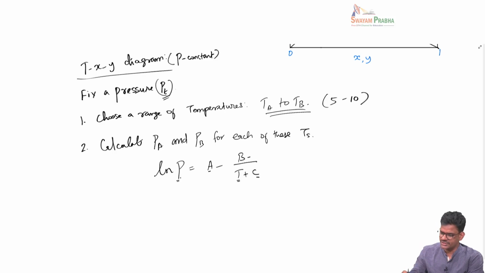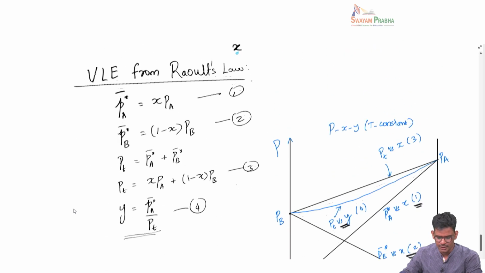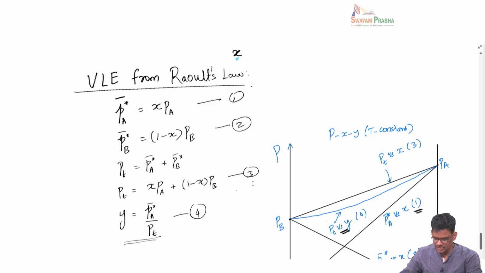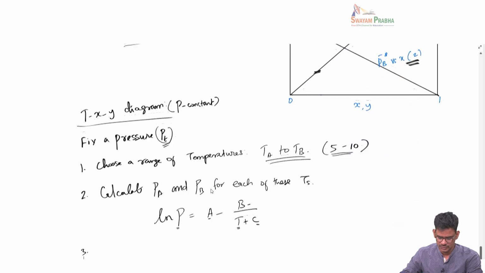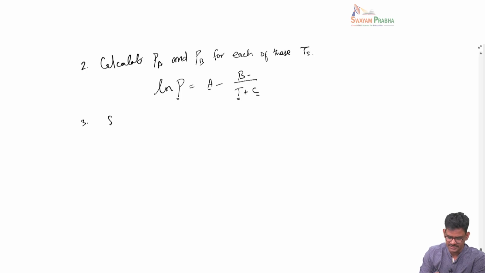Now I have chosen a range of temperatures for my calculation. For each of those temperatures I can substitute here and get the corresponding vapor pressure for both component A and B. Having known the temperature and the corresponding PA and PB, we can go to equation number 3 and solve for x, because PT is given, we are fixing the total pressure at which we want to calculate, and PA, PB are known for each temperature.